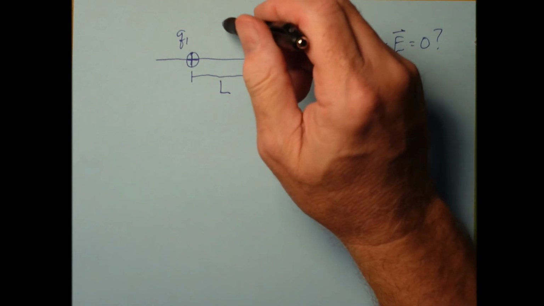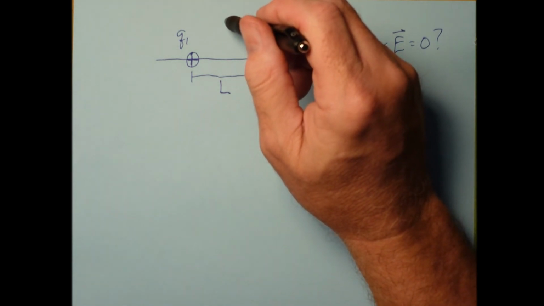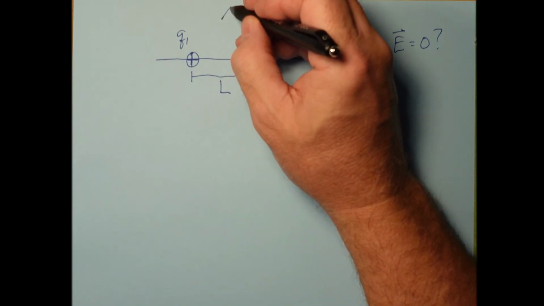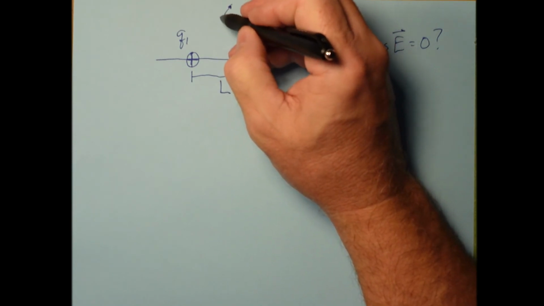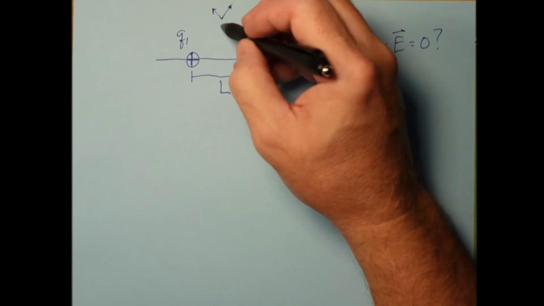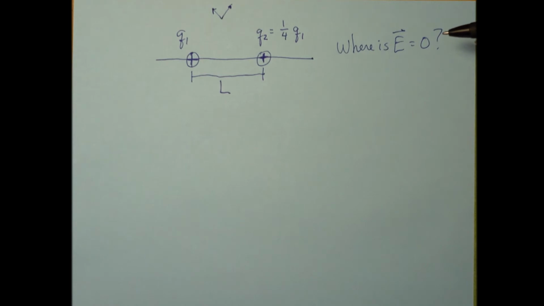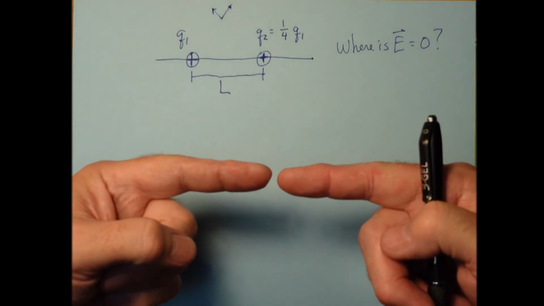If you'll think about it, up here, let's say up here, the electric field line, for example, from this charge is going to go that way. The electric field line from this charge is going to go that way. There's no way that those two field lines could cancel each other. In order for them to cancel each other, they have to be in opposite directions.